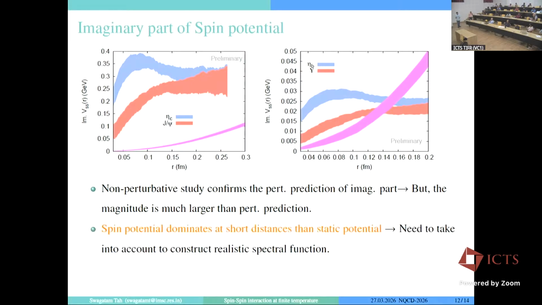Yeah, because the question I wanted to ask is, is there any understanding of the small distance spin potential at finite temperature? See, the spin independent part is easy to understand because of this color transparency phenomenon, right? The two color charges neutralize themselves, so to speak. Is there any simple argument for the spin potential at short distance?